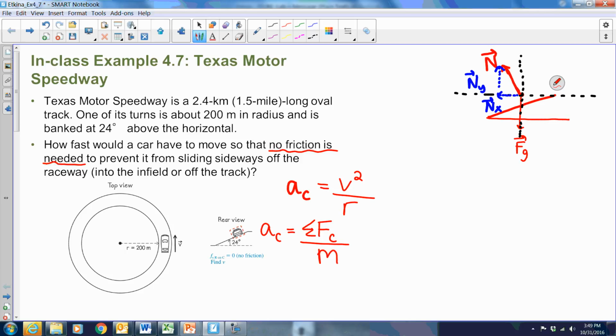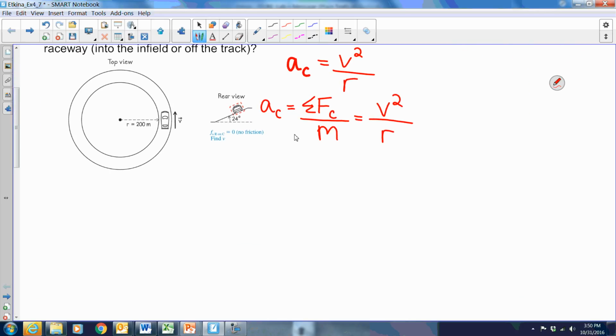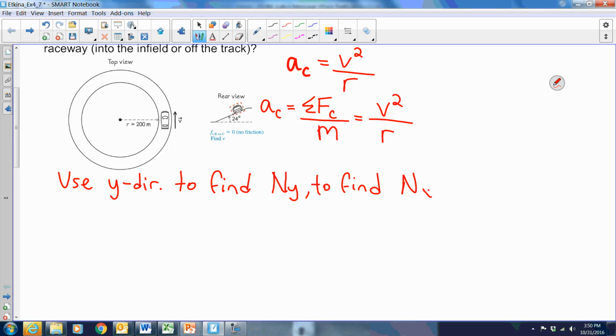That would be great if I could get that set up, but that means I need to know nx. They don't tell me that, but they do tell me the weight and the angle. So I can use the y direction to help me get ny, use the trig to help me get nx, and that's when I get to solve for the velocity. So this is a multiple step problem. Let's start off with the y direction. I'm using the y direction to find ny to find nx later.